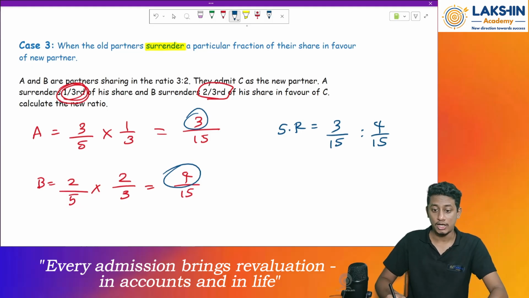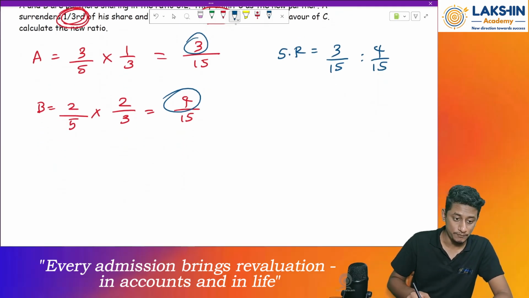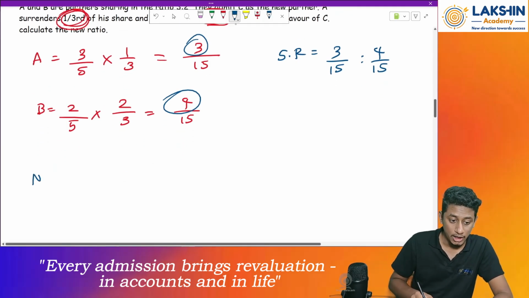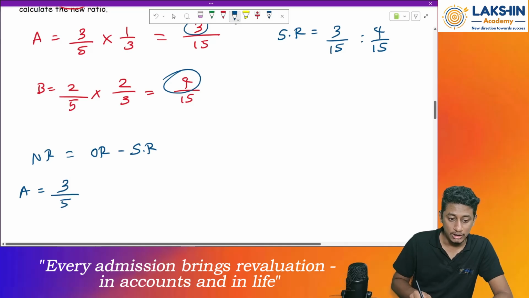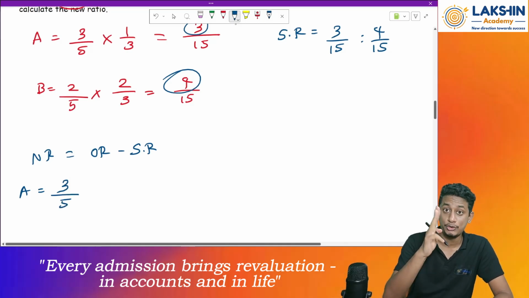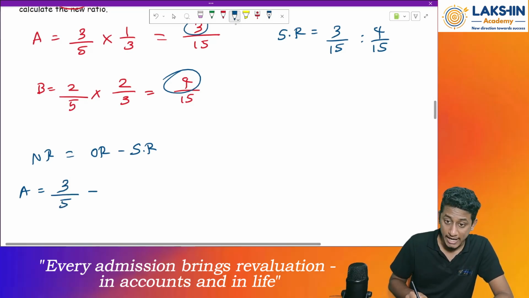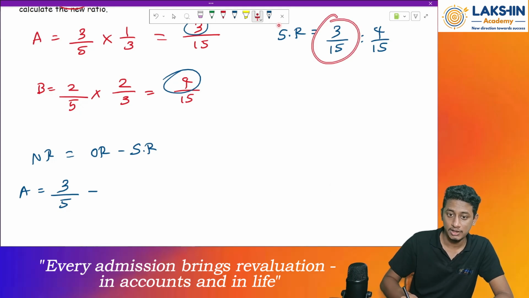Clear? Now I need to compute what? The new ratio. Again we know that new ratio is equal to old ratio minus sacrifice ratio. So for A, what is the old ratio? 3 by 5, because the profit sharing was in the 3:2 ratio. So 3 by 5 minus the sacrifice ratio. How much?